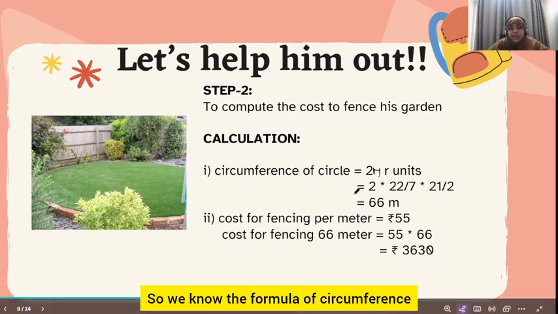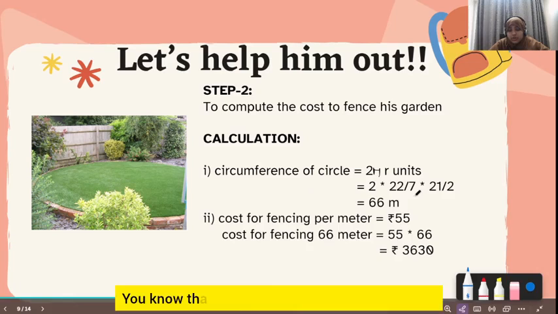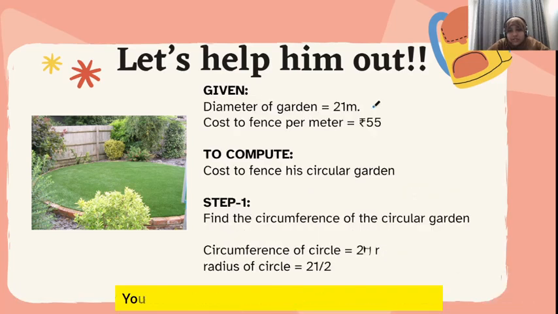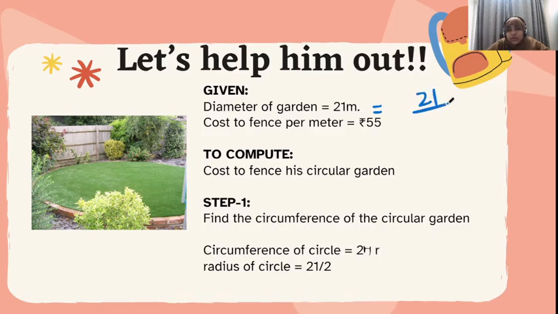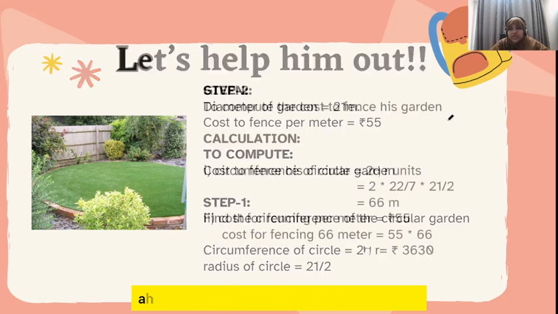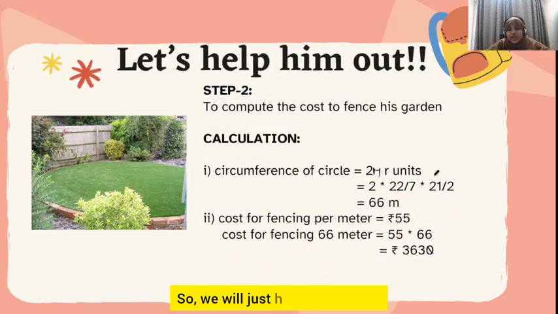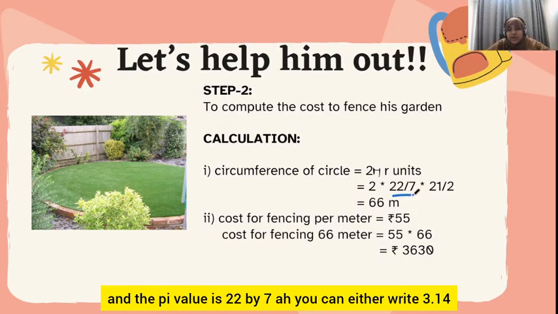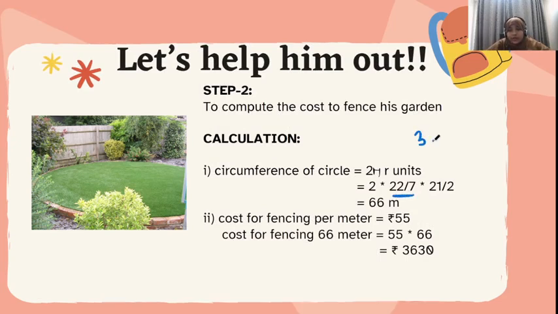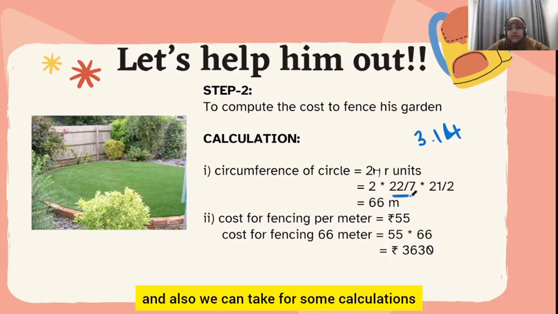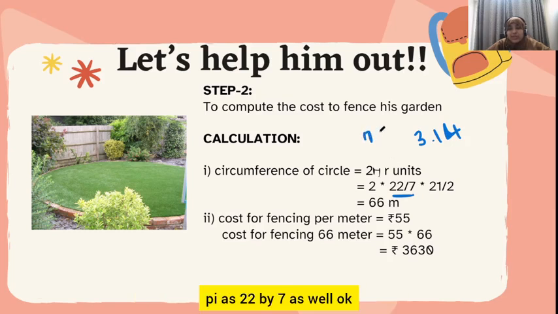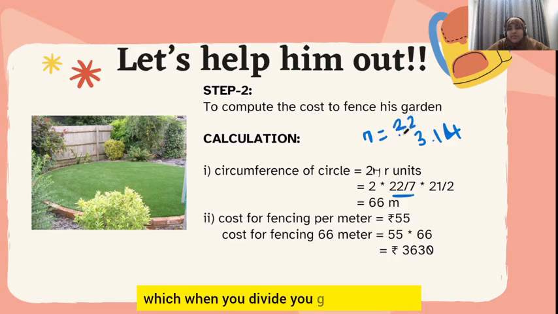So we know the formula of circumference, which is 2 pi r units. They have given the diameter as 21, so its radius will be 21 by 2. Got it? Because half of the diameter is the radius. So we'll have 21 by 2 as r, and the pi value is 22 by 7. You can either write 3.14. When you divide 22 by 7, you get 3.14. And for some calculations we can take pi as 22 by 7 as well. It is a fraction which, when you divide, you get the decimal number 3.14. I hope this is clear.